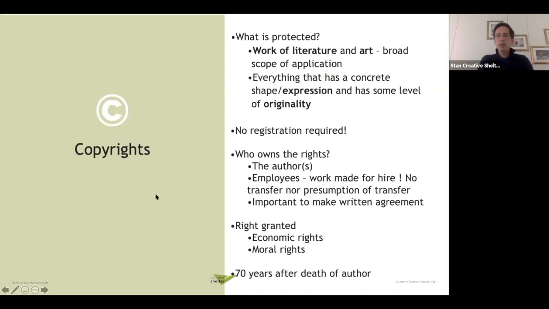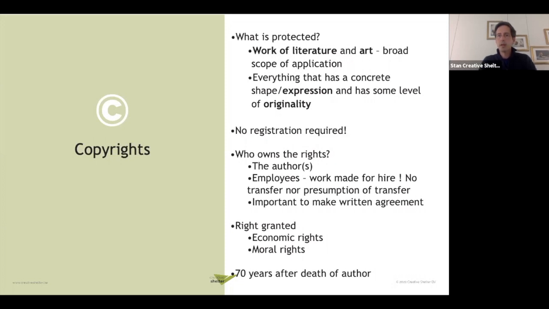So the next one is called copyrights. What is protected here? Those are actually works of literature, and art. But actually, during the many years that the copyrights exist, so they were created by a treaty in 1836, the Berner Convention, it has gotten a much more broad application than originally anticipated.